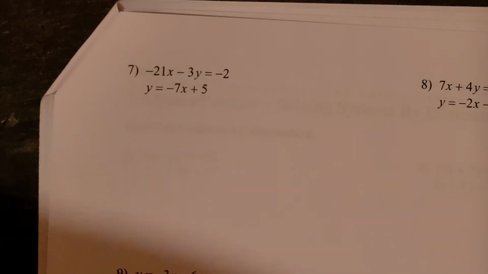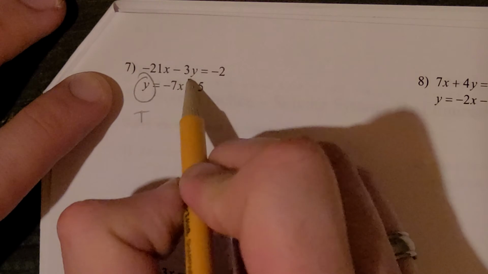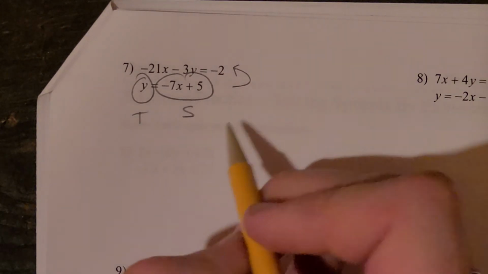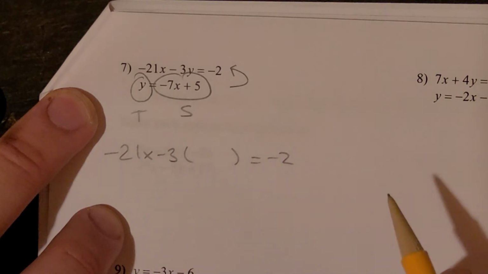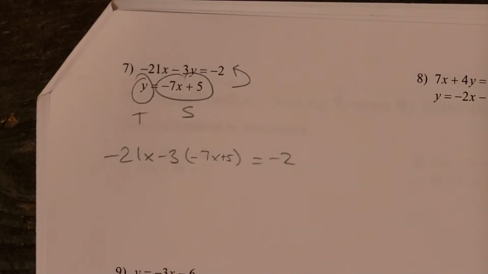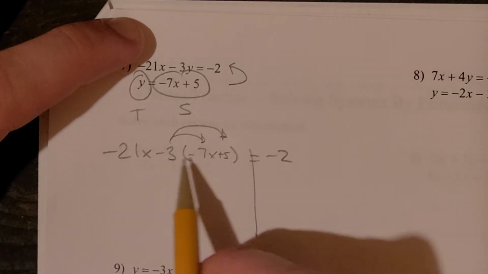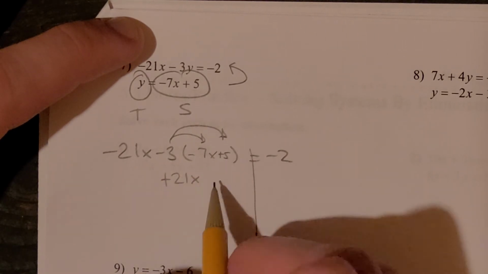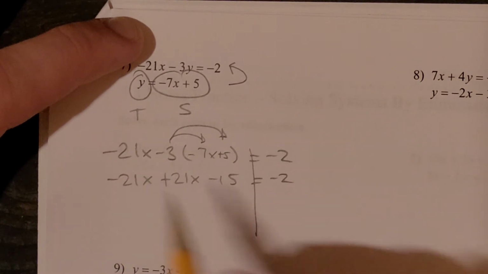Number 7. Same process. So find my teacher, find my sub. I'm going to go to the other equation, and I'm going to take out my teacher, negative 21x minus 3. Oh, that's my teacher. And instead of my teacher, I'm going to plug in my sub. And this gives me a multi-step equation. Get rid of parentheses. Negative 3 times negative 7x is a positive 21x. Negative 3 times 5 is a negative 15.